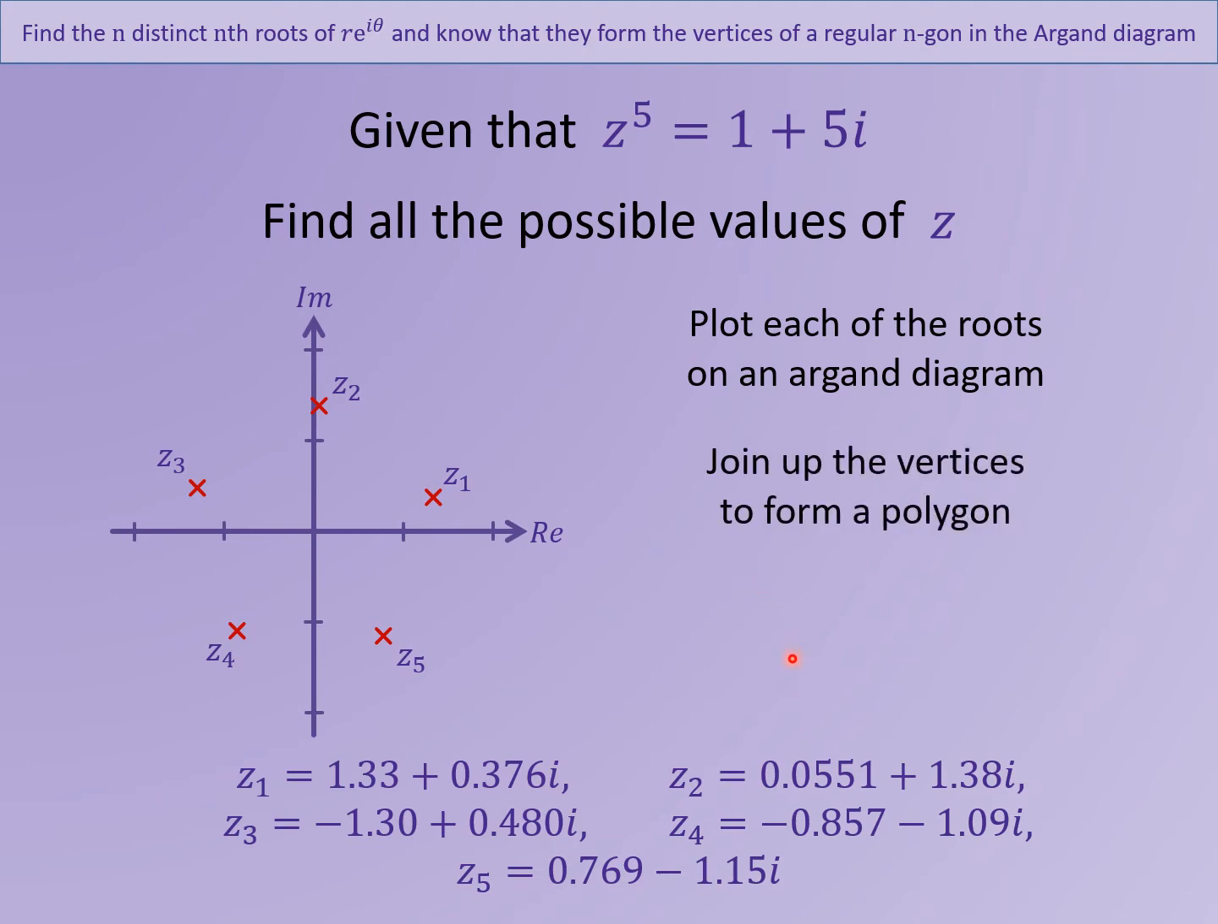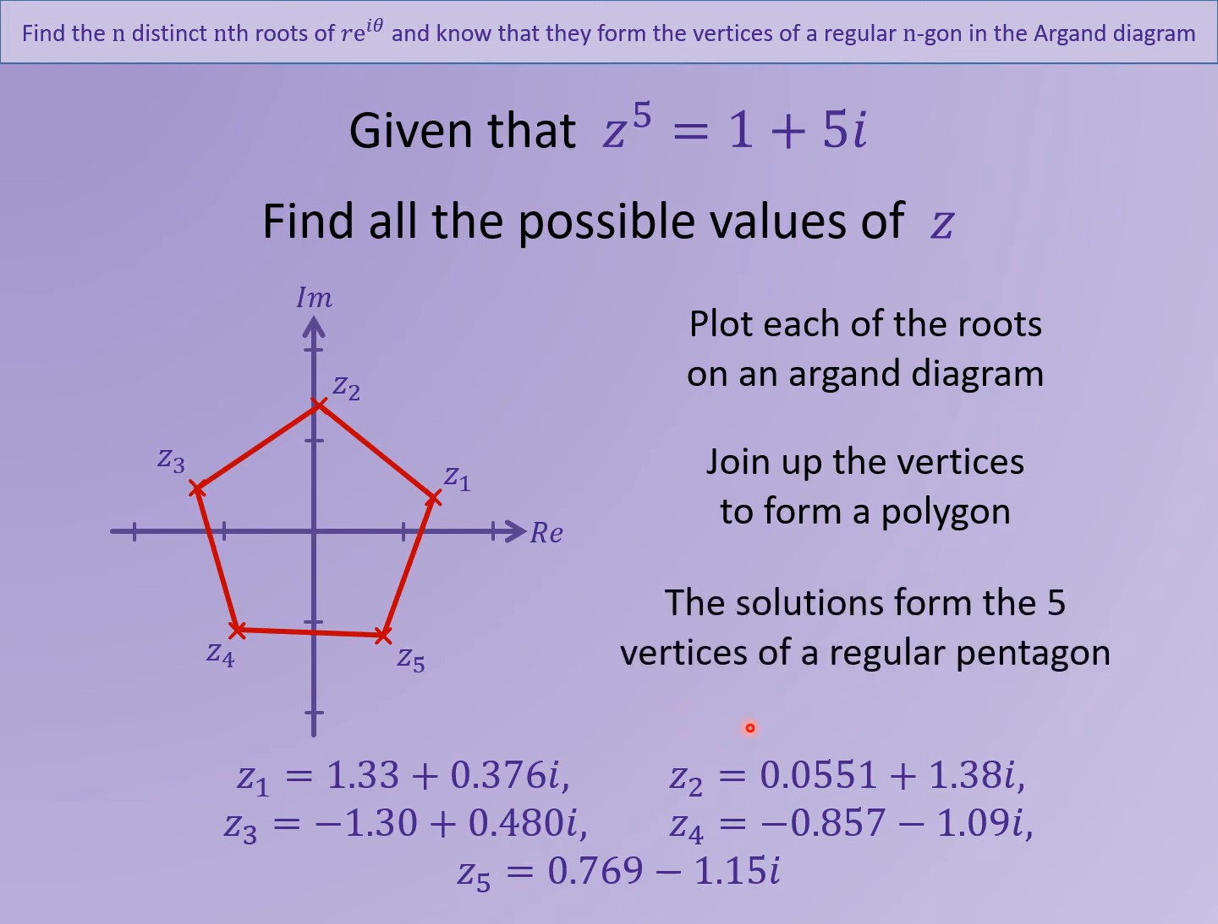If you join those points up, then what you'll notice is they form a polygon, in this case a pentagon. And what's important about it is a regular pentagon. They are the 5 vertices of a regular pentagon. There's no surprise it's a pentagon because you were dealing with z to the power 5. You had five answers. But what's important is it is a regular pentagon, all with an equal distance from the origin, all perfectly spaced out.